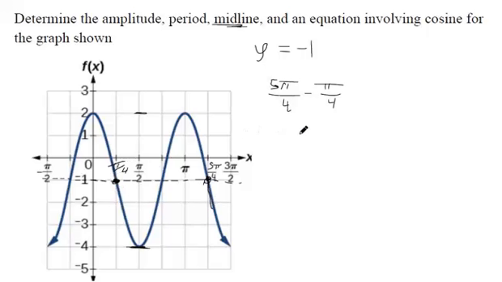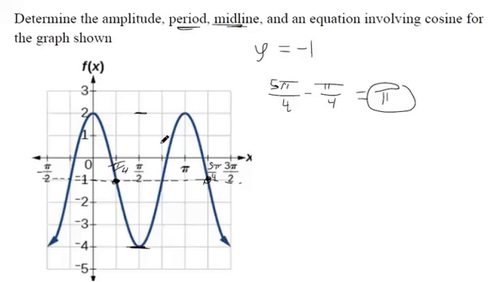We start back going down. If you subtract those, you'll get pi, because when you subtract fractions, you have common denominators. So 5 pi over 4 subtracted by 1 pi over 4 makes 4 pi over 4, which is just pi. So that's the period for this one.